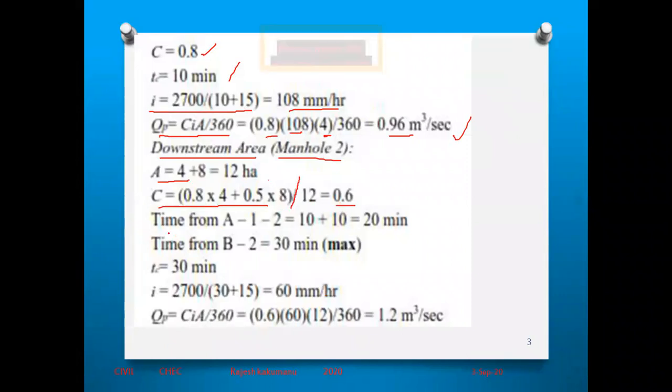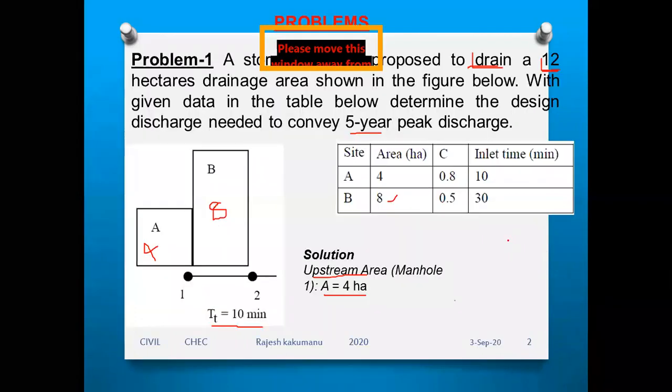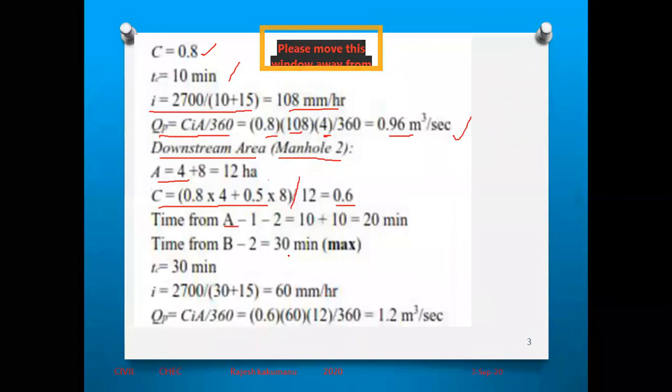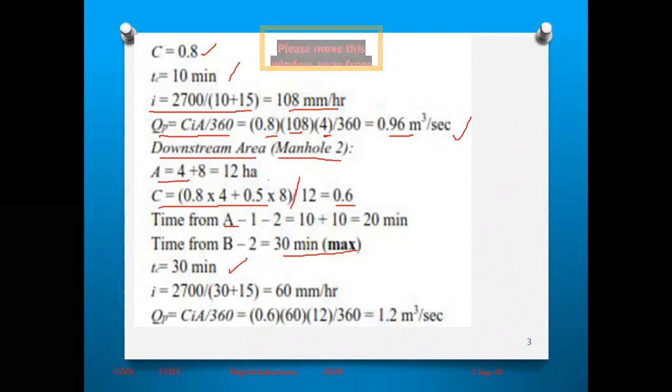So here, the time for hectare A is equal to 10 plus 10, 20 minutes. The time for hectare B is equal to 30 minutes. See here, it is given the inlet time 10. So what is the time to be taken? 10 minutes for the hectare A. So 10 plus 10, 20. So already the 30 minutes is the maximum. Now the TC, you have to take the maximum value. TC is equal to 30.